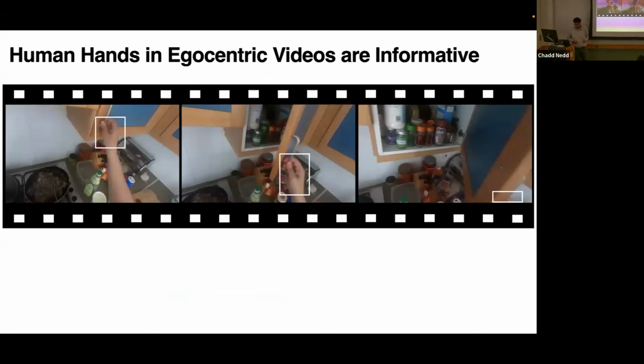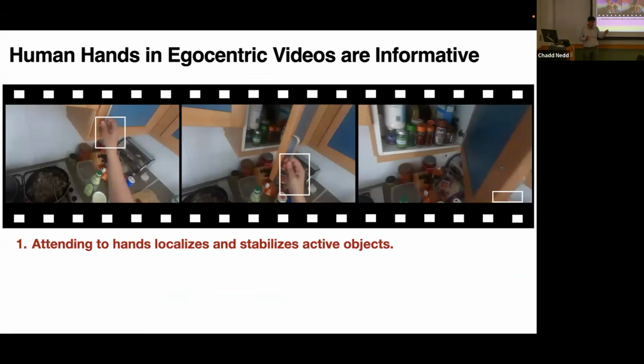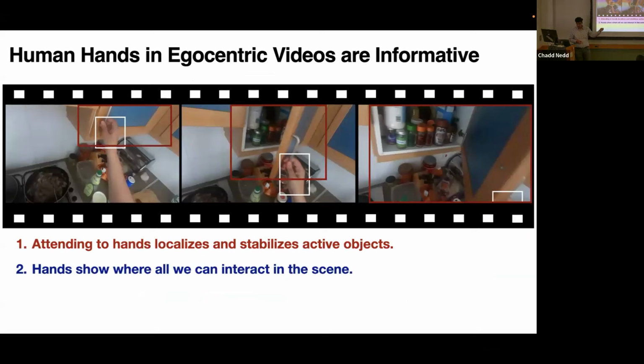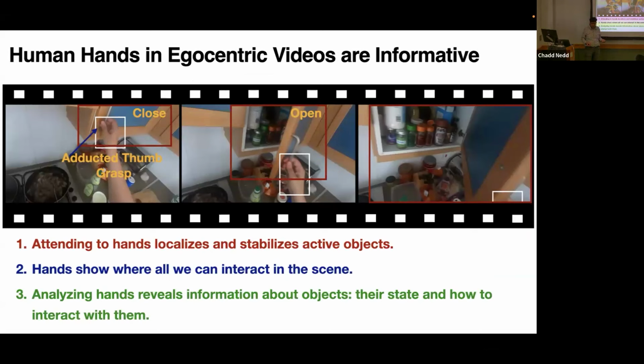So hands in egocentric videos are informative. Attending to the hand localizes where the action is happening, right? So you don't need to find where the action is happening. You can follow the hand, and that's kind of where the action is. Hands show where all you can interact with the scene, and analyzing the hand might reveal aspects about the environment that you are interested in. Right? So the way I interact with objects, what kind of hand pose or hand grasp I'm using, might be indicative of what I can do with that. Right? So analyzing hands reveals information about objects, their states, and how to do things.